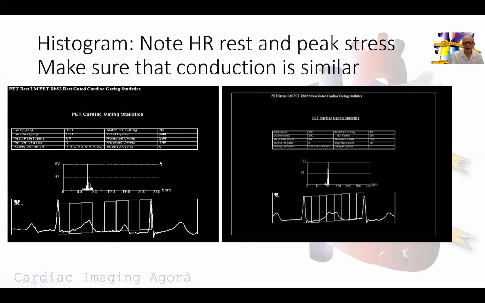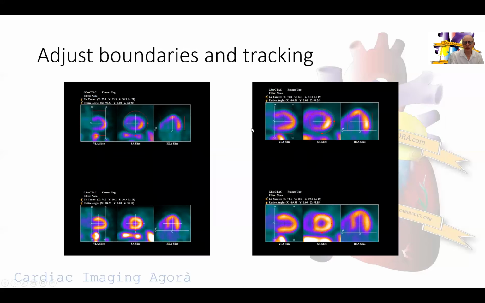Then we go next to the gated images. So now we have rest images here. This is the histogram for the rest images. Heart rate was 64. Histogram for the stress images. The heart rate is 84 here. So now we make sure that, again, we have good pickup of the boundaries of the heart. You can see on the rest scan, this was not a problem for the system to figure out.